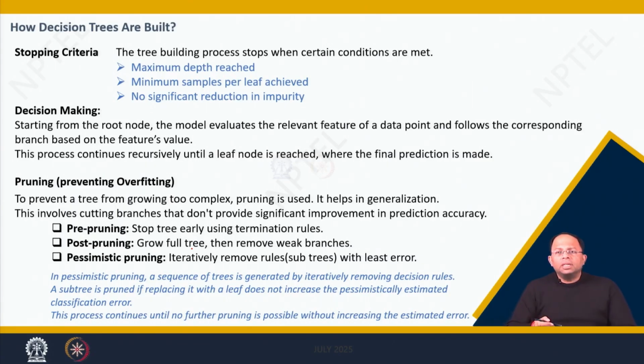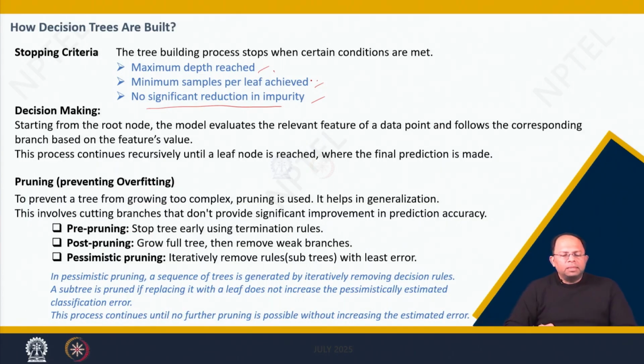So the other question is, how long should I build? That is, what should be the stopping criteria? How long should we keep on dividing the tree? The tree building process stops when certain conditions are met. Either the maximum depth is reached, or the minimum samples per leaf is achieved, or there is no significant reduction in impurity. The most important is of course the last one, no significant reduction in impurity. But we can set the other two criteria as well.